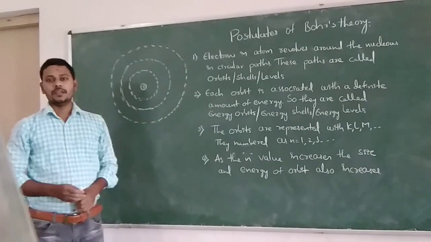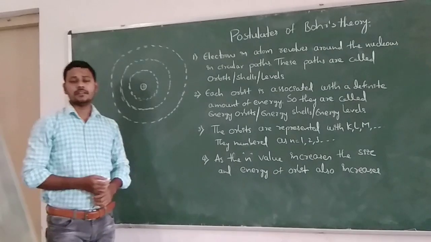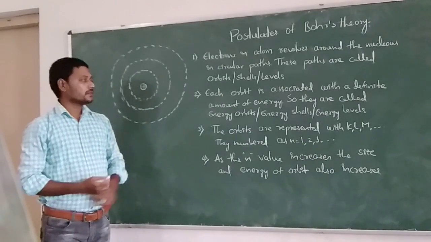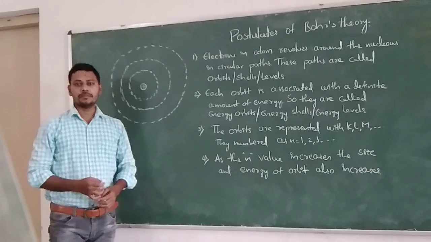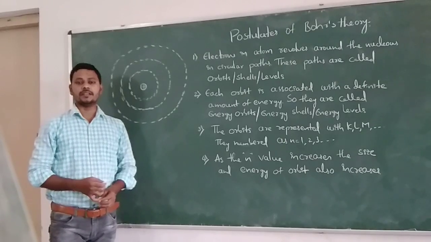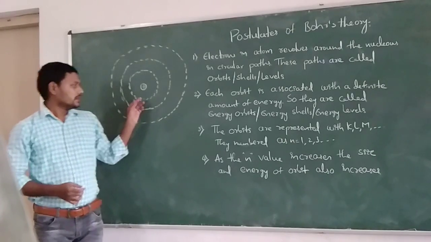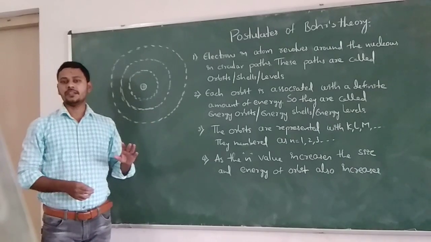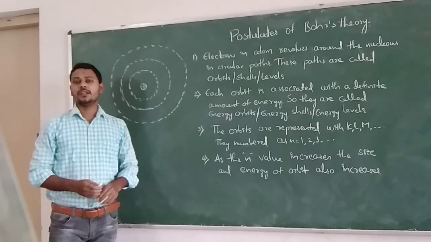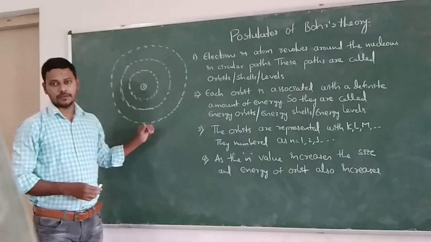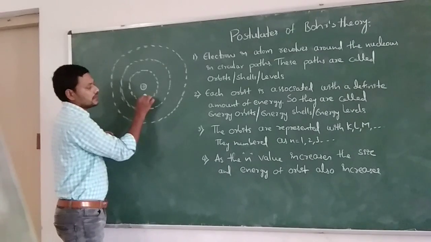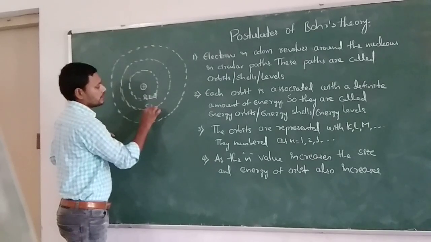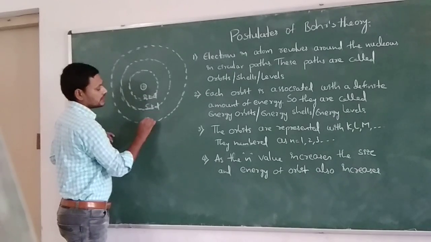And second point, each orbit is associated with a fixed, definite amount of energy. So that's why they are called energy orbits, energy shells or energy levels. Each electron requires a minimum, specific amount of energy to rotate in these circular paths. Let me take an example, just an example: here 2 kilocalories, here 5 kilocalories, here 10 kilocalories.